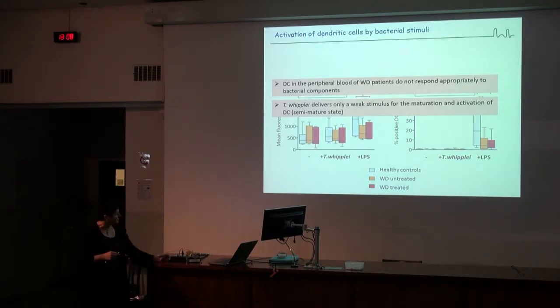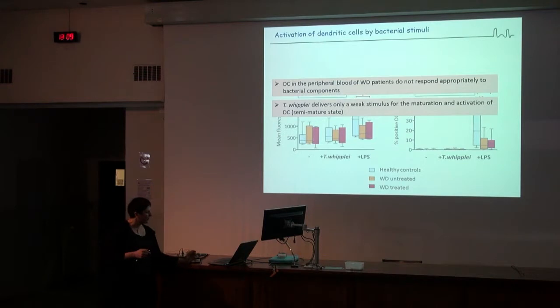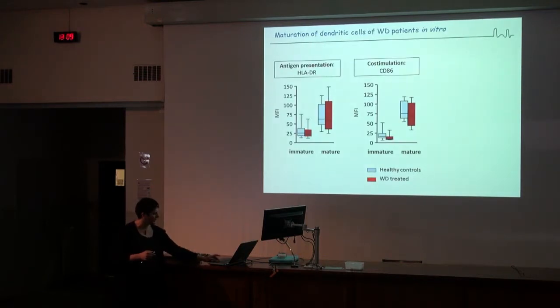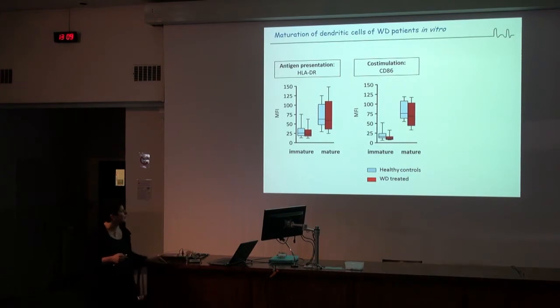There we see that the dendritic cells of Whipple's disease patients do not respond appropriately to bacterial components, and that Tropheryma whipplei itself delivers a weak stimulatory signal for the maturation of dendritic cells. So they stay in a semi-mature state, so to say, after incubation with Tropheryma whipplei.